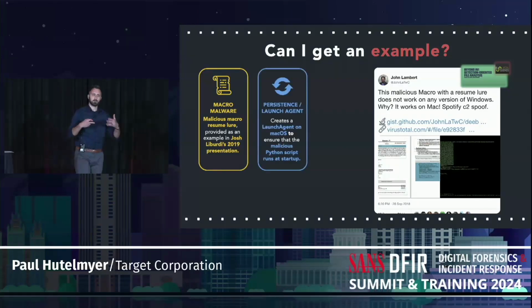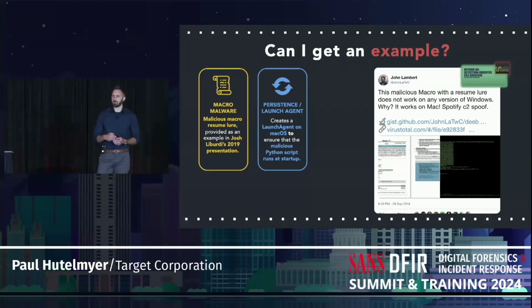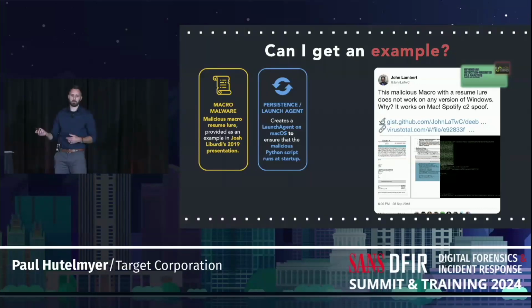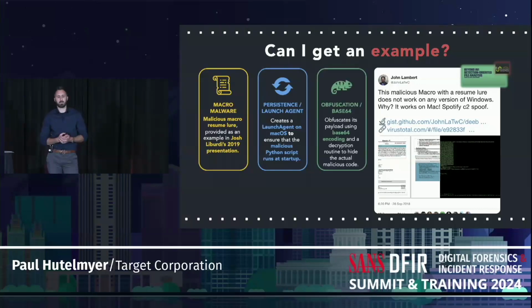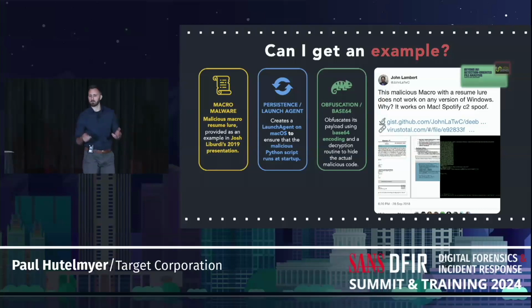So when you open this resume, it's going to run a macro. It's going to put a launch agent on your Mac, and it's going to run a Python startup script, right? One thing that is interesting about this file is it has a lot of obfuscation using base64. Not typically uncommon, maybe a little less common in 2018, I don't know. But it's a characteristic, right?